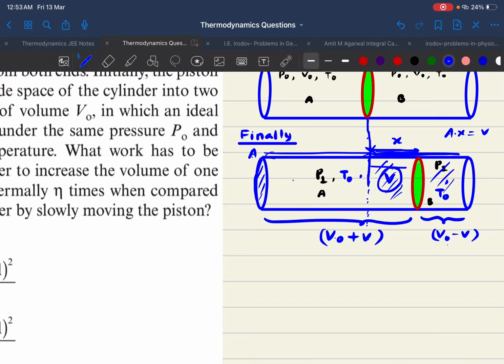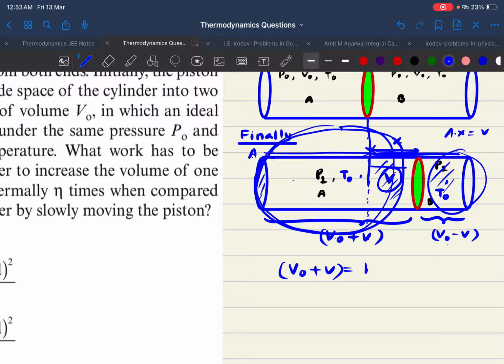And the question says the final volume is eta times the smaller volume. This final volume is eta times the smaller volume. Means the final volume V naught plus V is eta times the smaller volume, V naught minus V. Say yes or no. This is the expression.